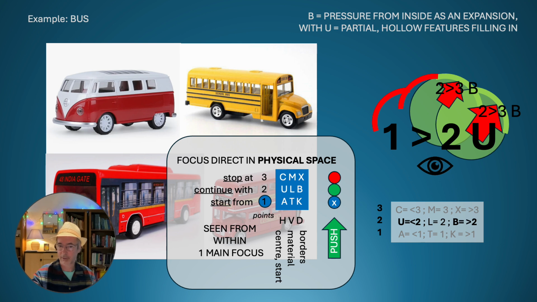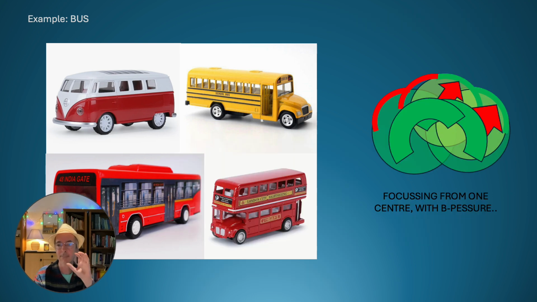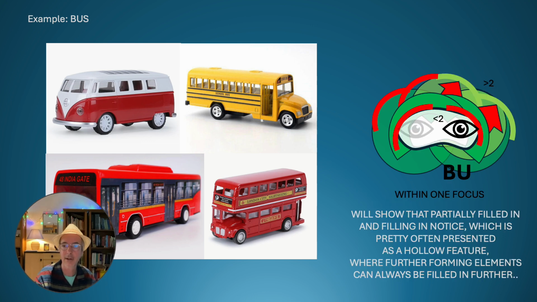And of course, it's the same thing as the B. If you put that into numbers, the U is from one focus to two, and the B is from two focus to three. That's the main structure that needs to be used. That's how I will use it. So I will refocus from one center, have the B pressed out again.